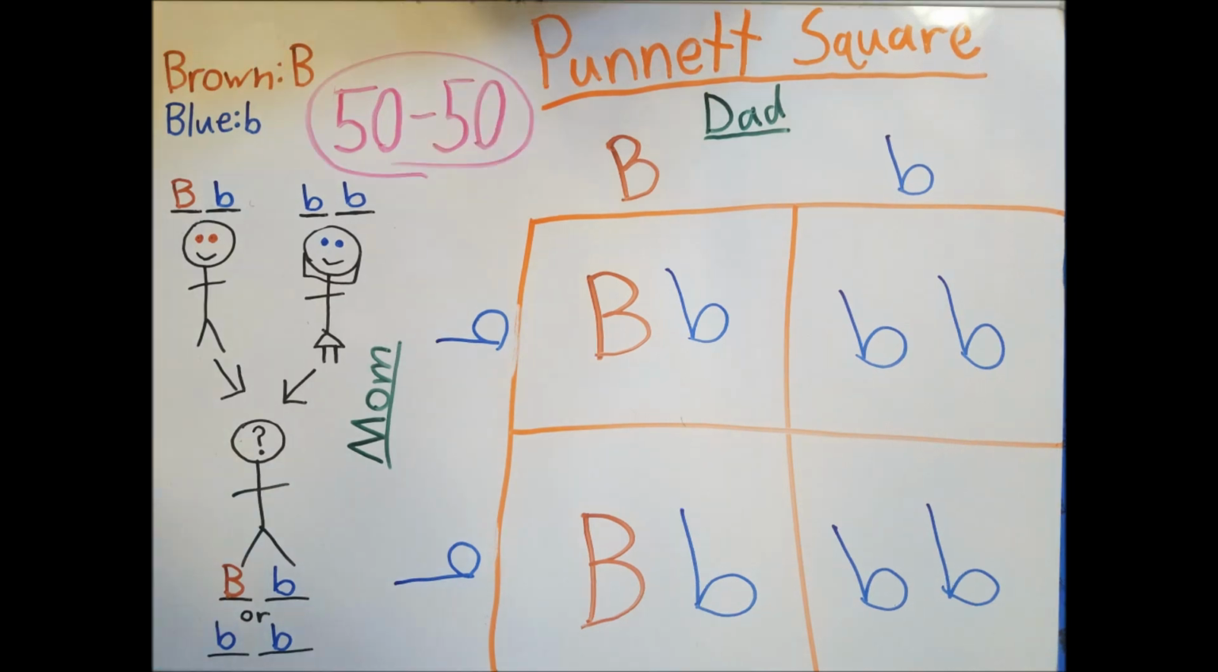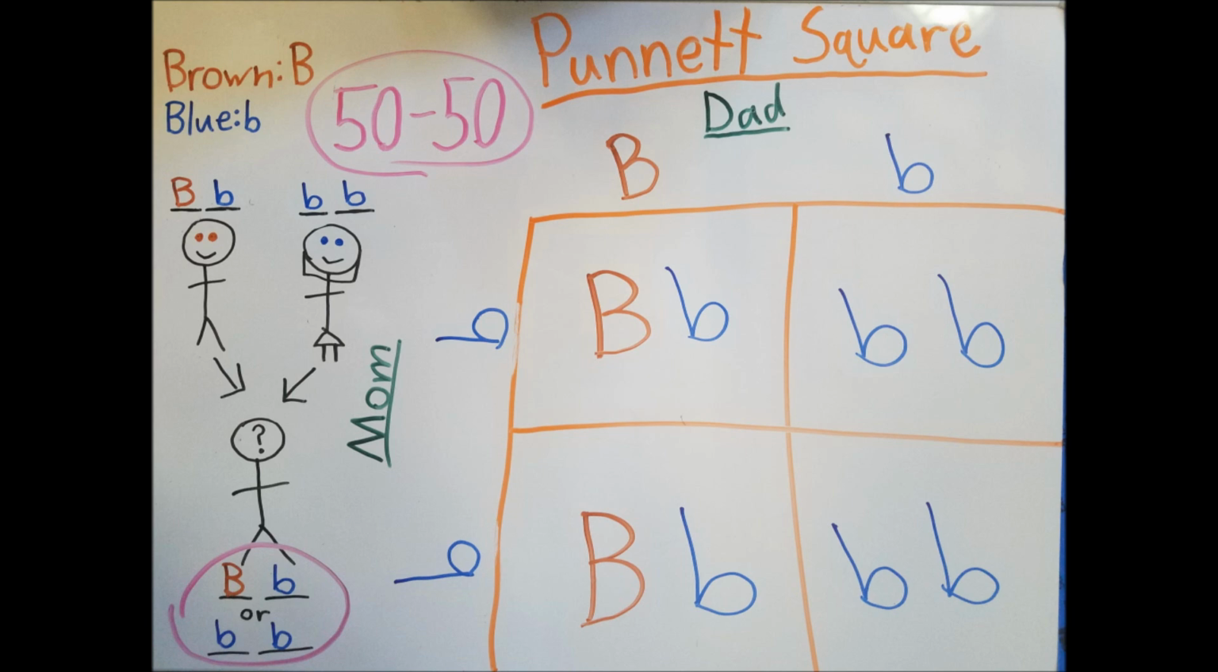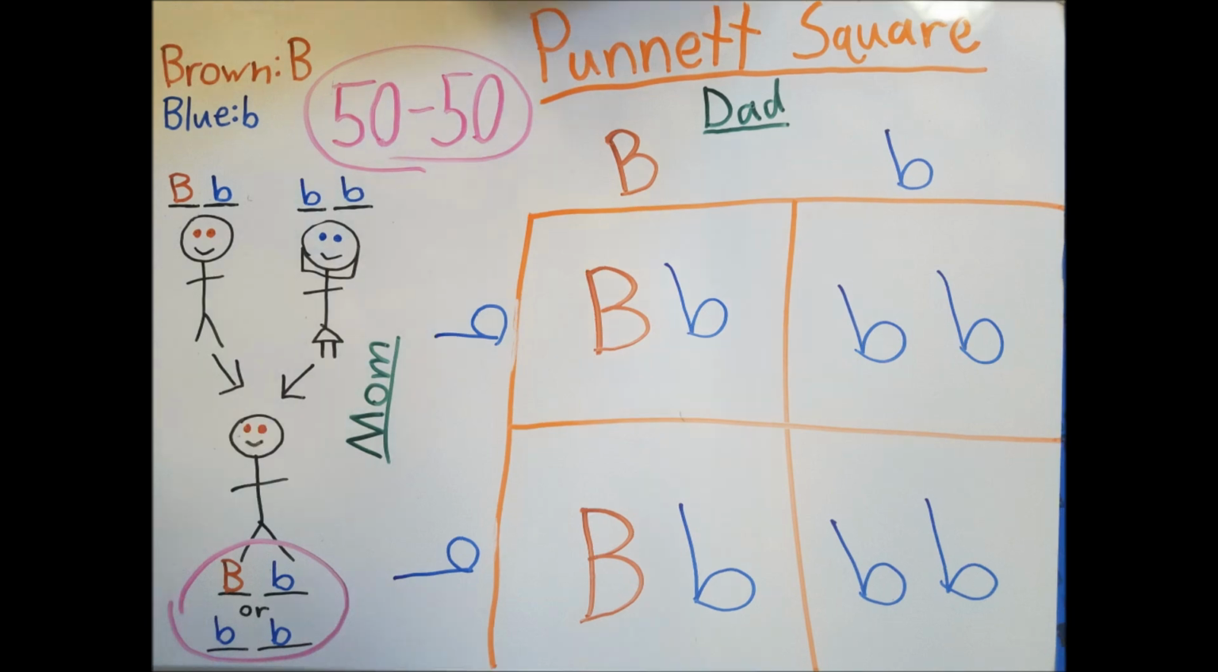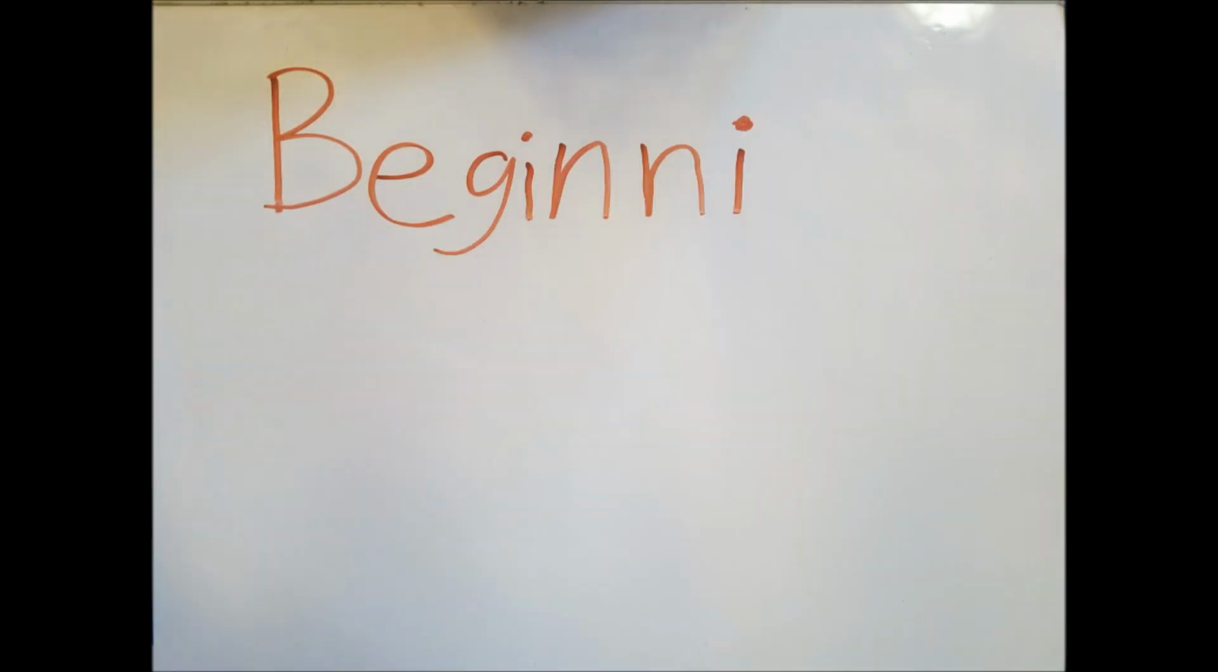This means that it is a 50-50 chance that the child will get either a big B and a little b, or a little b and a little b. So they can either have brown eyes or blue eyes. And this is how we use Punnett squares. And this is the beginning of genetics.